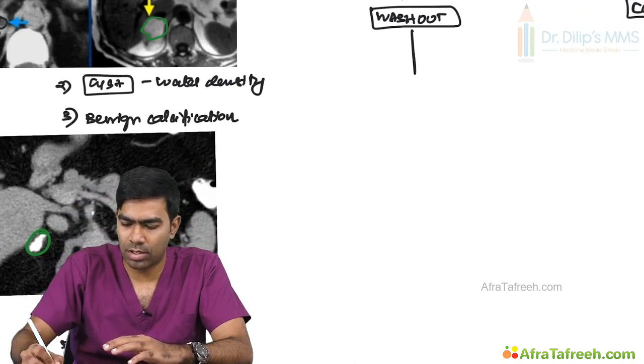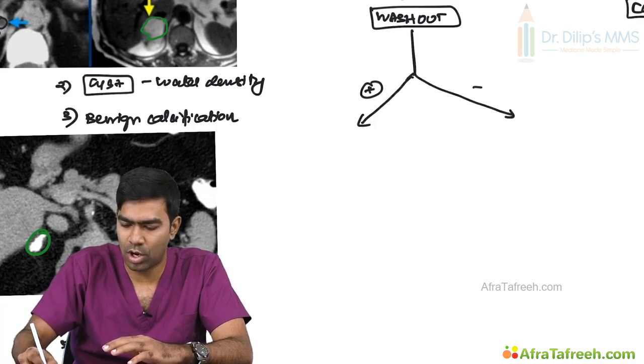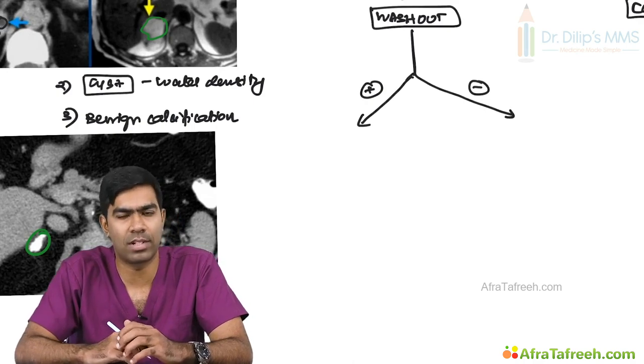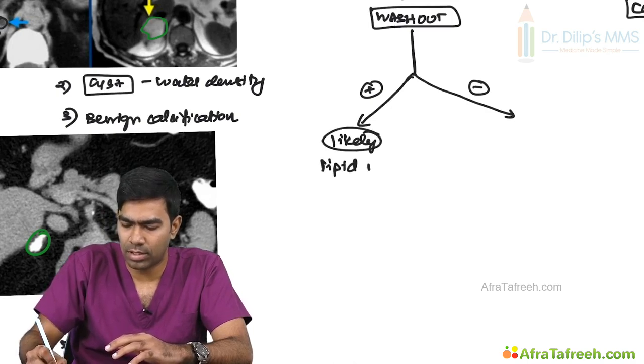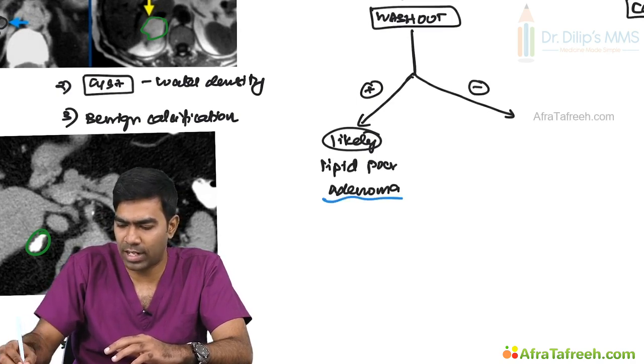If the washout is more than 50%, or if the washout is less than 50%. If the washout is more than 50%, it's likely to be a lipid poor adenoma. But still it's a benign adenoma, likely to be a benign adenoma only, but it's a lipid poor adenoma.